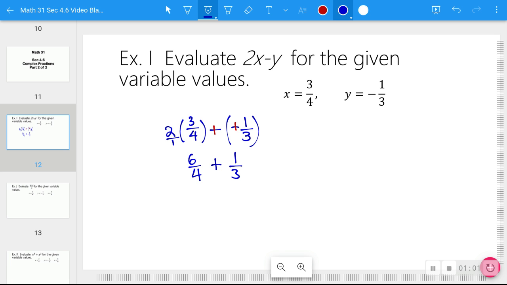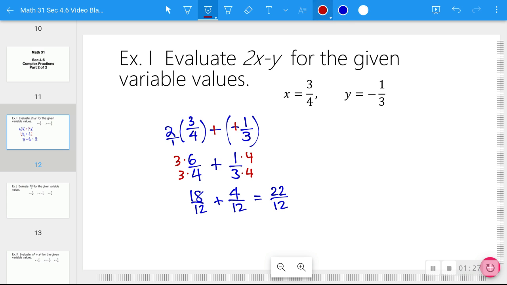The common denominator here would be 3 and 4 both go into 12. So I'm going to multiply this by 3 and this by 3 to get a 12 on the bottom. And here is times 4 to get the 12 on the bottom. So at this stage, we're down to 18/12 plus 4/12. We got our common denominators. That gives us 22/12.